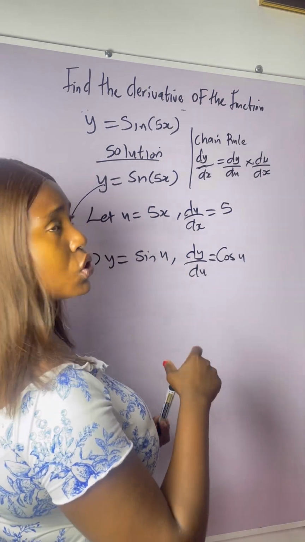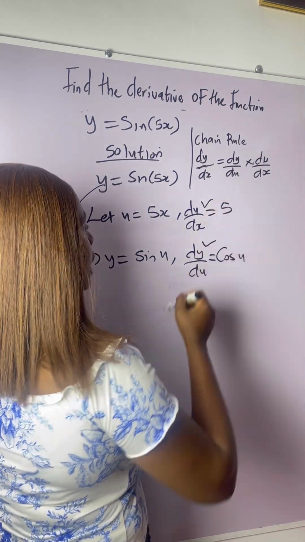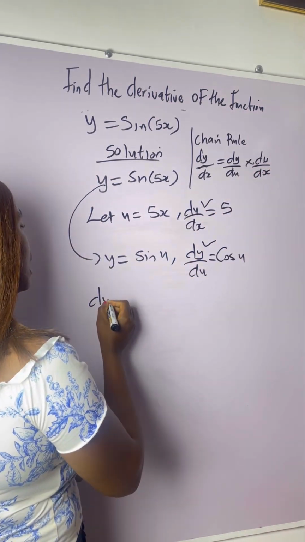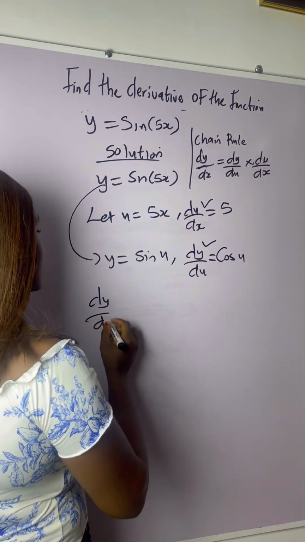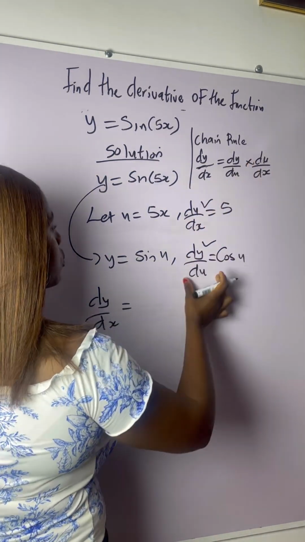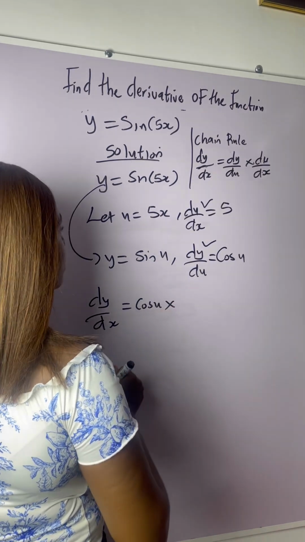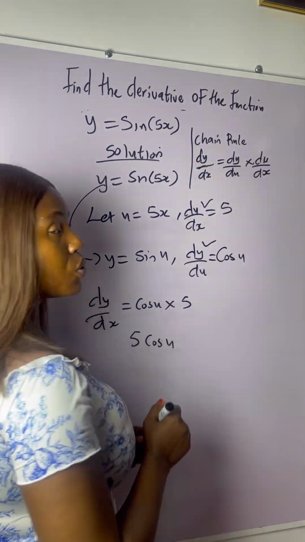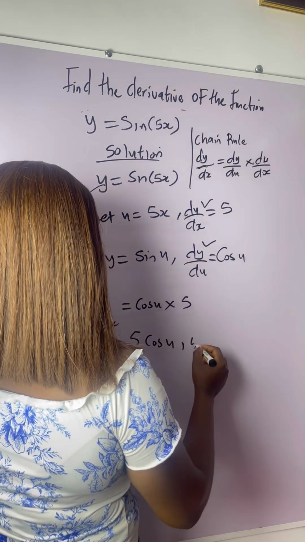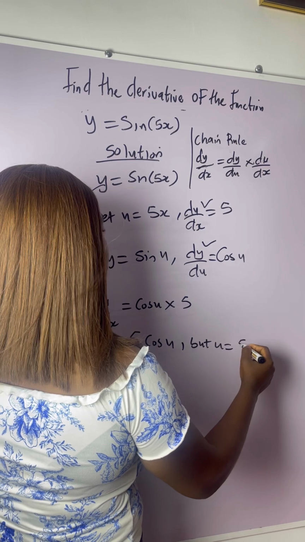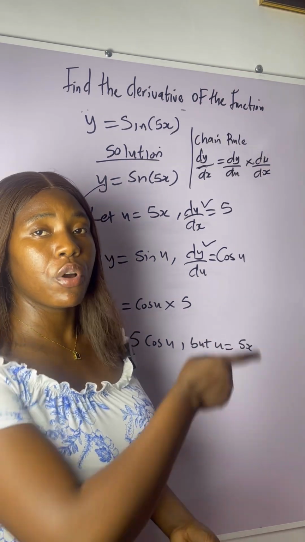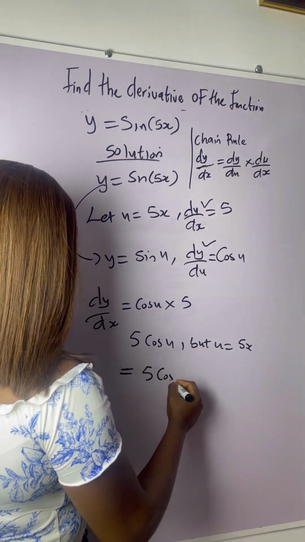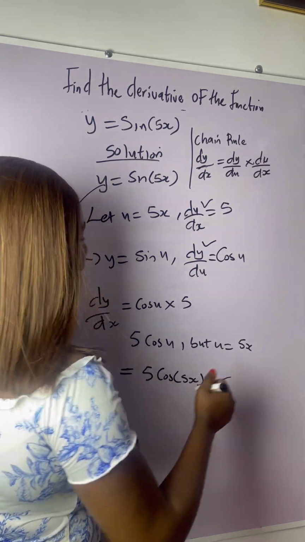Since you know what your dy/du and your du/dx are, you simply put all these terms into the chain rule formula. So dy/dx will be dy/du, which is cos u, times du/dx, which is 5. So you have 5 cos u. But we defined u to be 5x, so substitute the value of u back into our answer. So you have 5 cos 5x as our final answer.